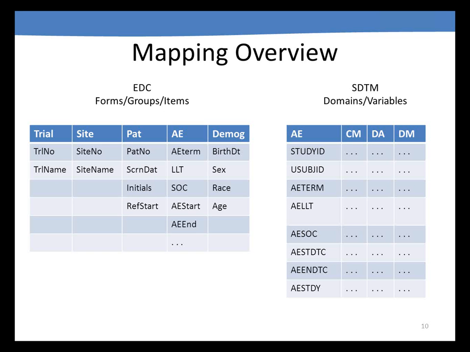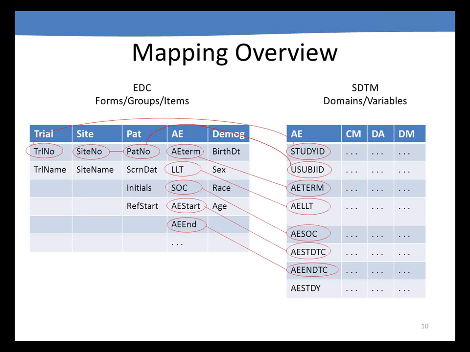Then say we've got our adverse events, we've got our demographics and so forth. And on the right-hand side, I'm just showing some of the variables just for space reasons, just showing them for the adverse events domain. So how do we populate those variables? Well, the study ID will typically come off the trial form, so maybe one-to-one mapping with the trial number. The unique subject ID is typically some kind of concatenation of the site number and the patient number. Sometimes it includes the trial number as well.